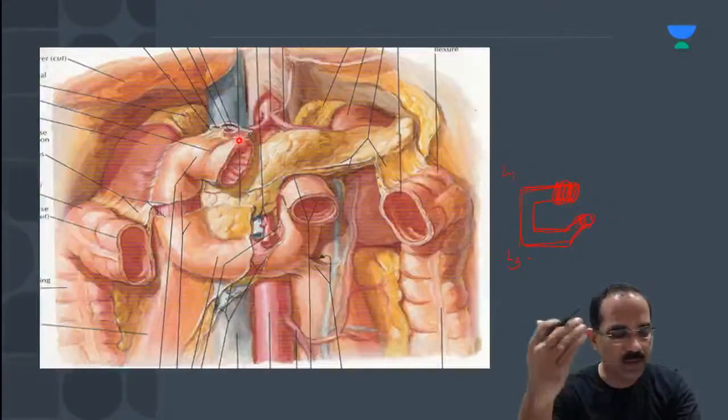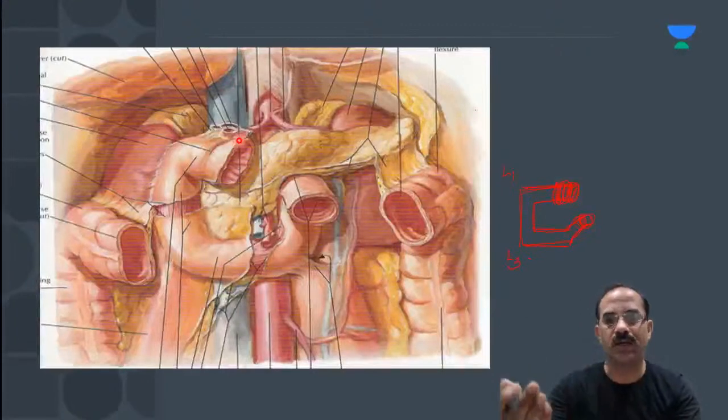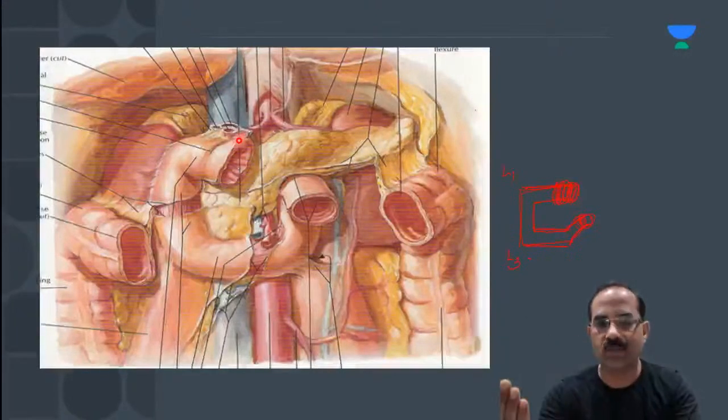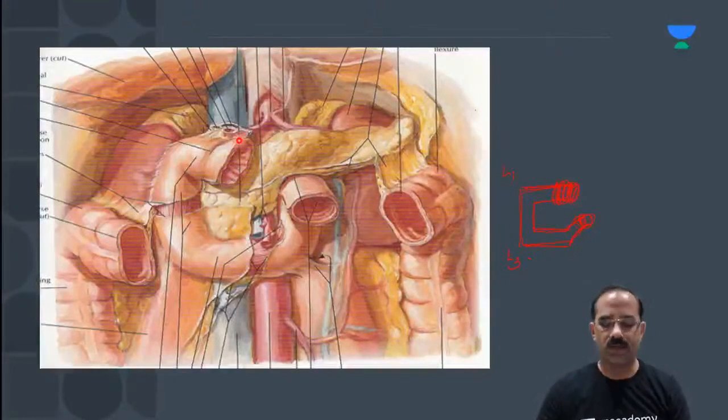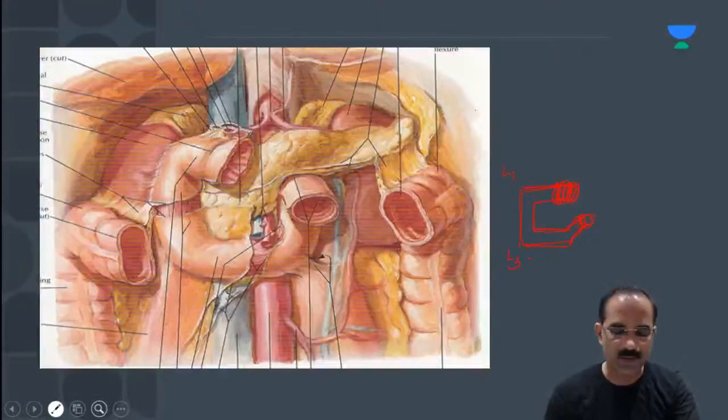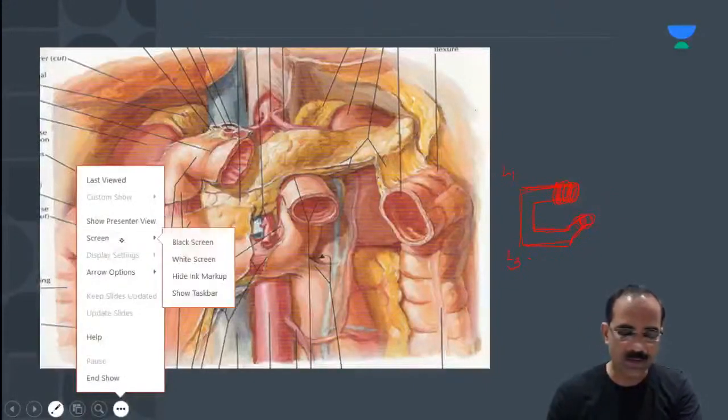Now who is related behind the first part of the duodenum? We have three structures behind the first part. Can anyone answer this? The posterior relations of the first part of the duodenum. I'll just put up a screen for you. One moment. Yes, students, posterior relations of the first part of the duodenum.